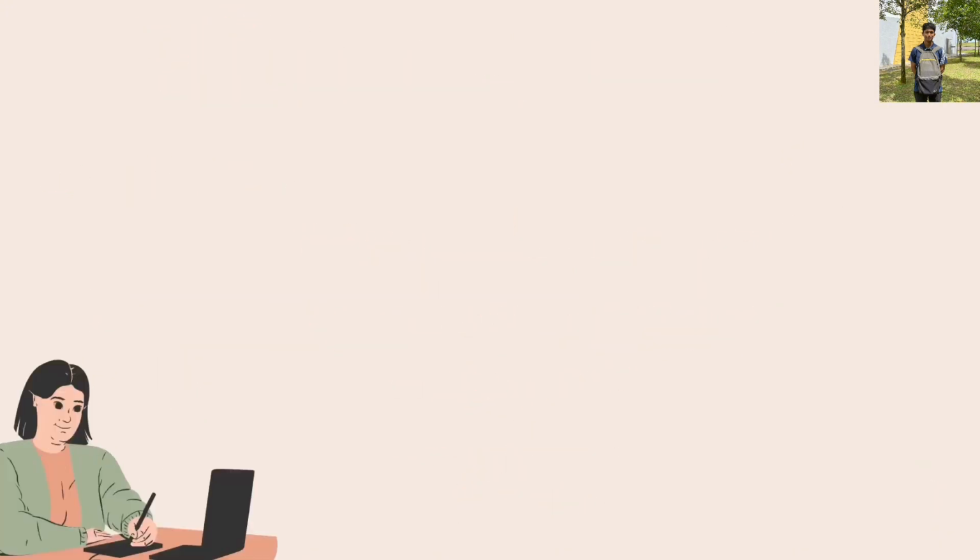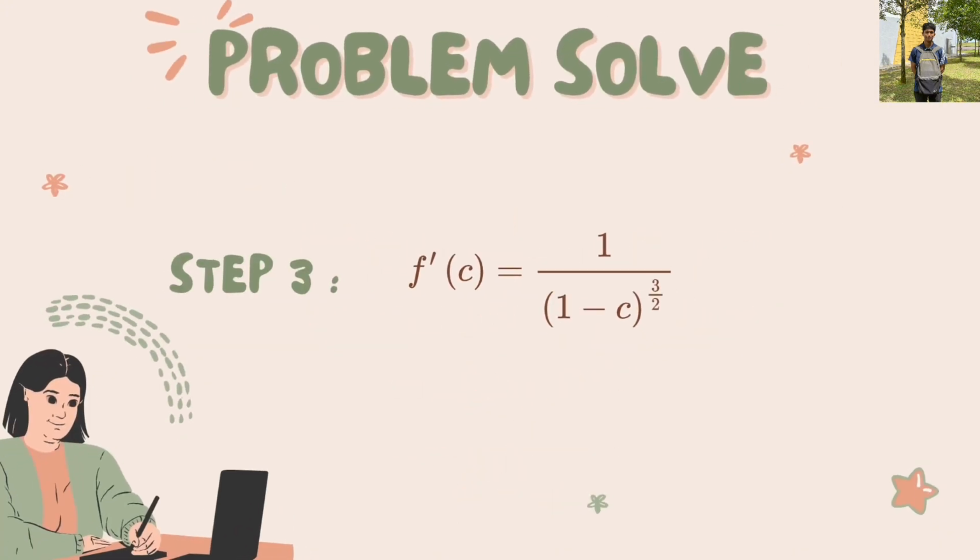Okay, for step number 3, substitute x with c. f'(x), we substitute it to f'(c). So now f'(c) equals 1 over (1 − c), power is 3/2.